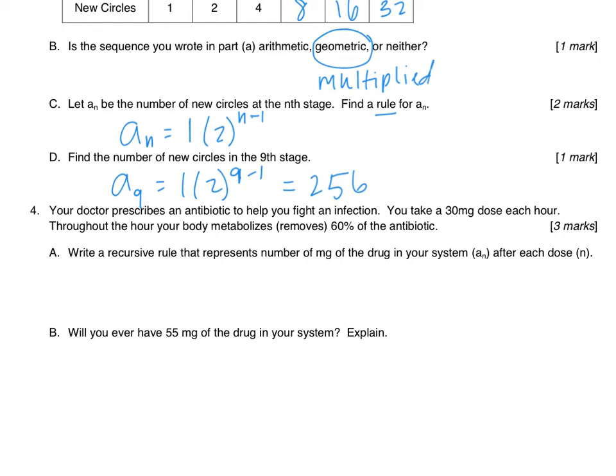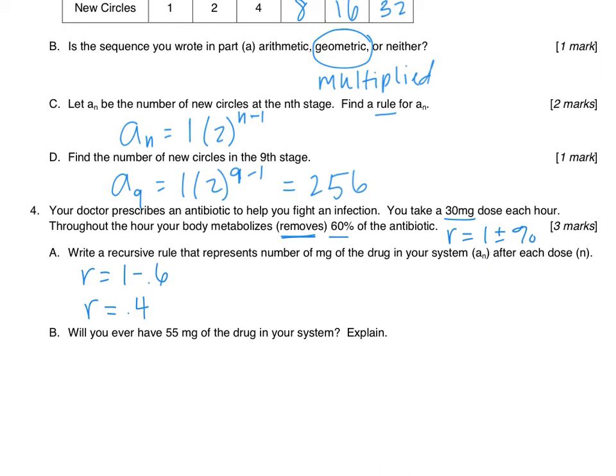All right, so this one is a combination. You are multiplying and adding because you keep taking more of the medicine every hour. So remember, rate equals 1 plus or minus the percent. So is this growth or decay? Well, it says it removes, so we're going to go with decay. So R equals 1 minus 0.6, R equals 0.4.